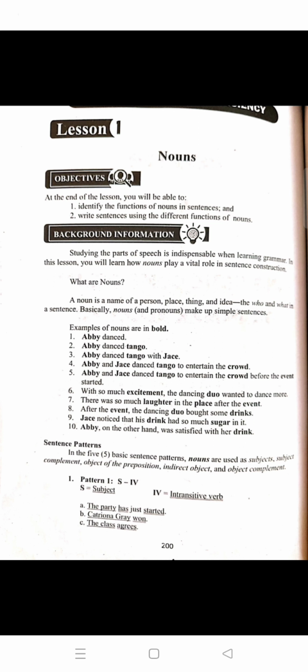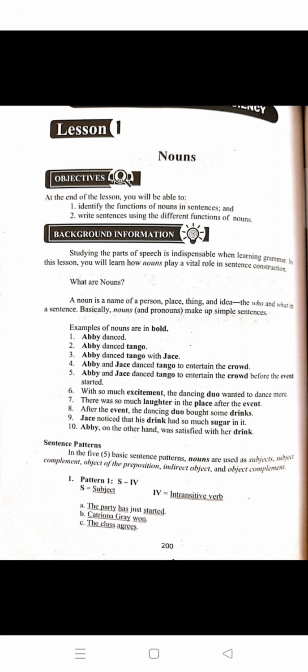Abby danced tango. So Abby and tango are your nouns in these sentences. Another example is Abby, on the other hand, was satisfied with her drink. Abby and drink are your nouns. Another example here, Jane noticed that his drink had so much sugar in it. As we can observe, there can be 1, 2, or more nouns in a sentence.